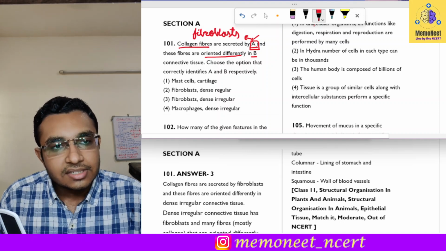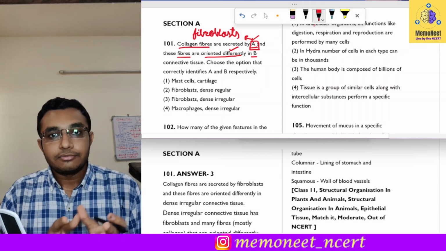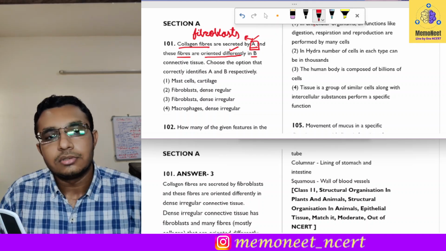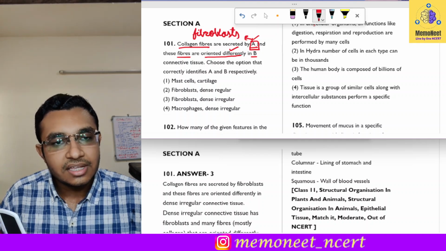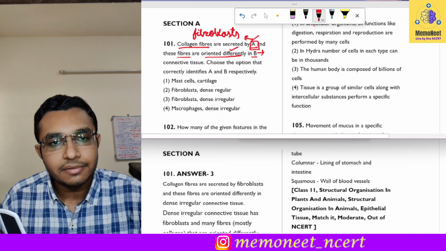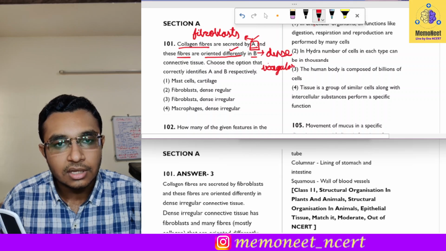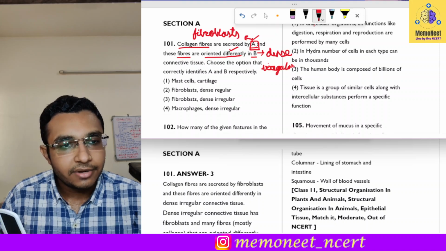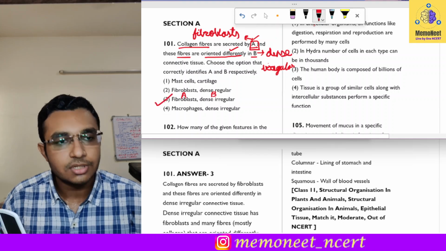Then it is asking that these fibers are arranged differently in B, connective tissue. If the fibers are arranged differently, it means they are arranged irregularly, not in a regular pattern. So they are arranged differently in which type of connective tissue? They are arranged irregularly in the dense irregular connective tissue. So collagen fibers are oriented differently in dense irregular connective tissue. So here what will be the correct answer? A we identified as fibroblast and B we identified as dense irregular. So the correct answer of this question is option 3.